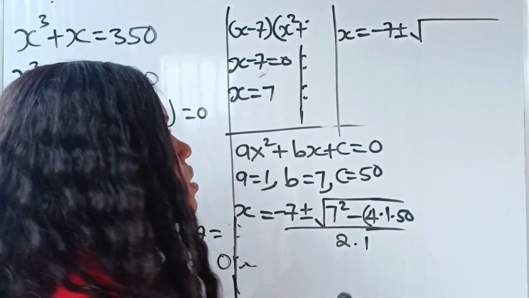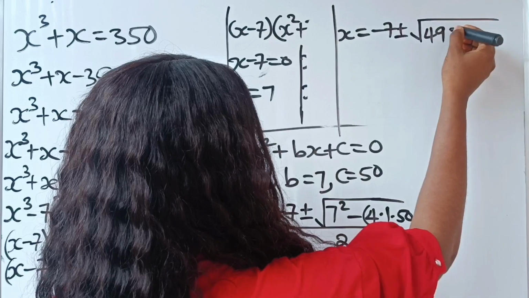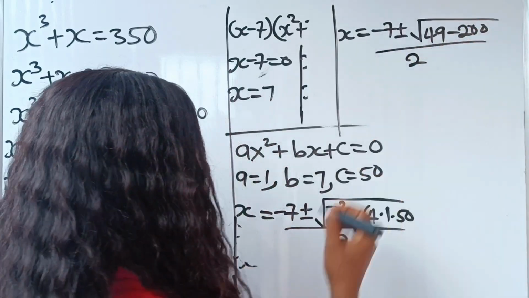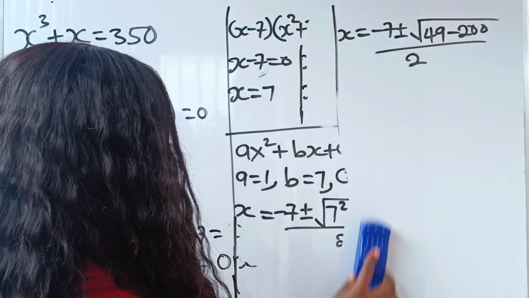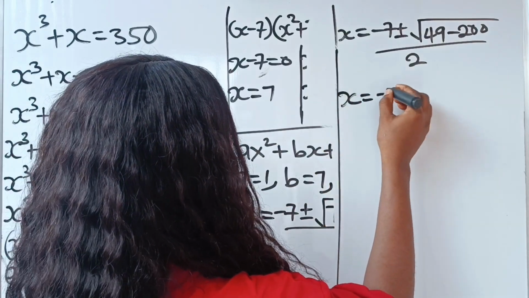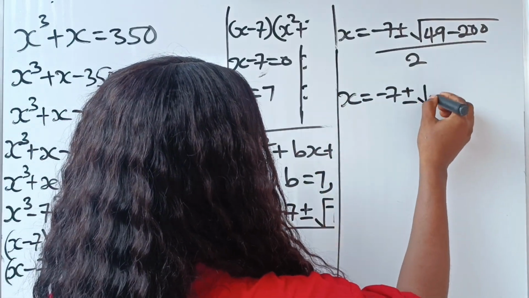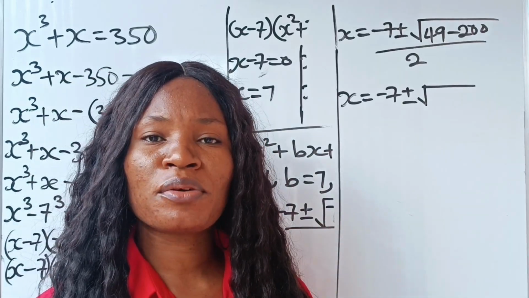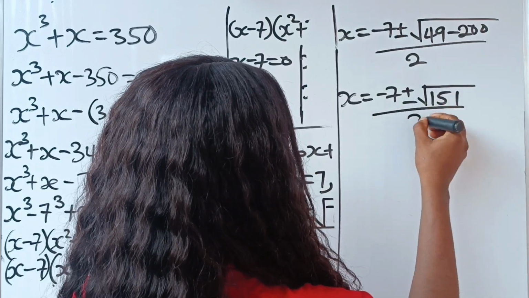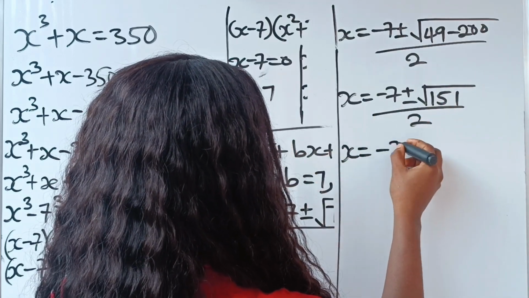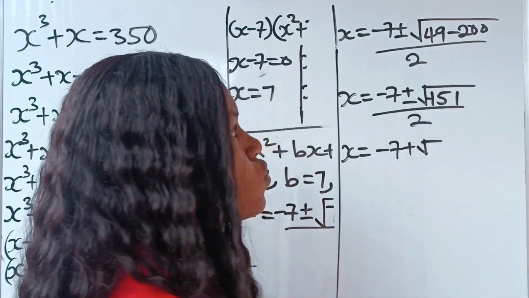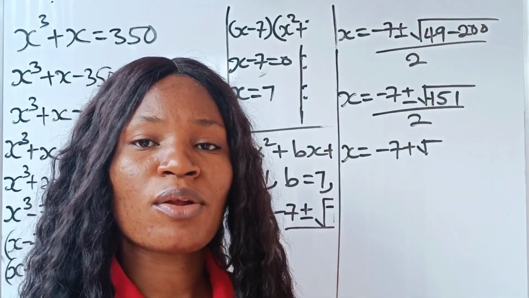Now we continue from here, that x is equal to minus 7 plus or minus the square root of, now 7 squared is 49. So we have 49, then minus 4 times 50 will give us 200. Everything divided by 2. Now we have that x is equal to minus 7 plus or minus the square root of 49 minus 200, which will give us minus 151, divided by 2. 49 minus 200 is minus 151.